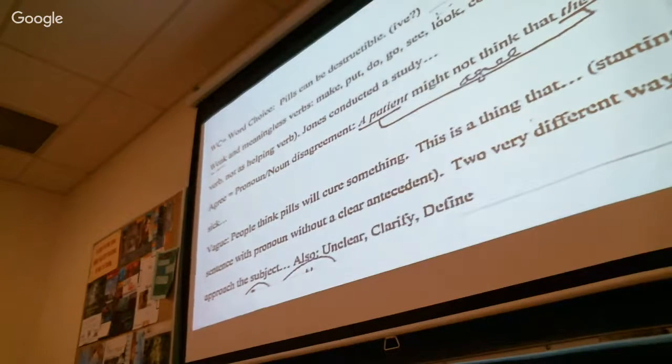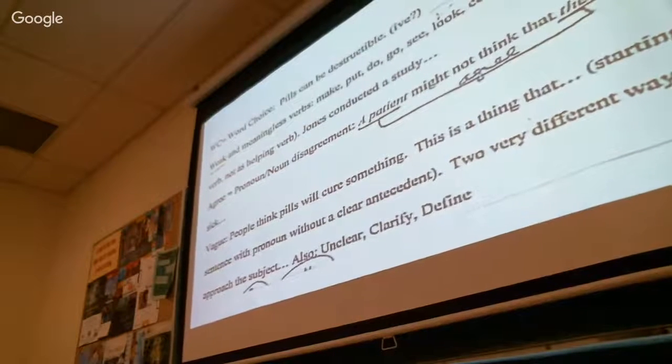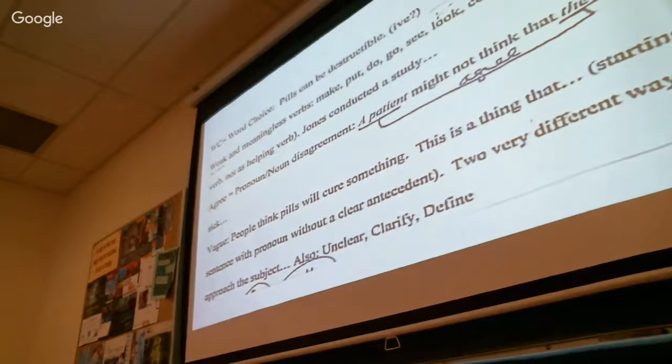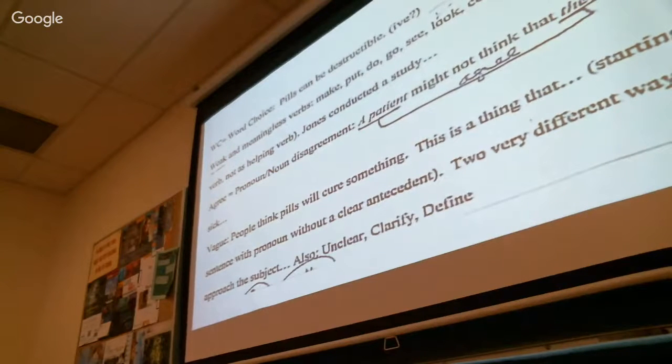I also used words like unclear or clarify or define, right? When you see that, that's your problem. It's highlighted in yellow, and I wrote vague, unclear, clarify, or define. You're starting out with words that don't have clear meanings.